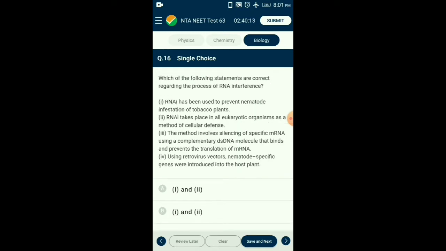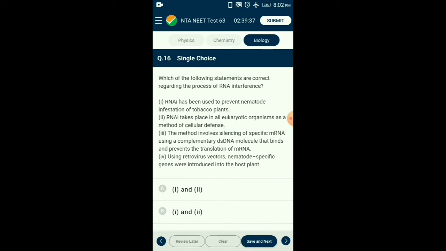Question number 16. Which of the following statements are correct regarding the process of RNA interference? Here four statements are given. RNA interference, it is RNAi, takes place in all the eukaryotic organisms as a method of cellular defense. RNA interference is a gene silencing method where the mRNA of the parasite is destroyed. So no protein formation, resulting in the death of the parasite in transgenic plant.